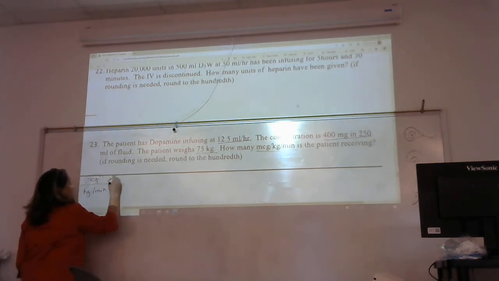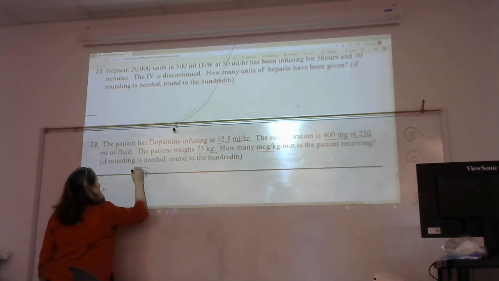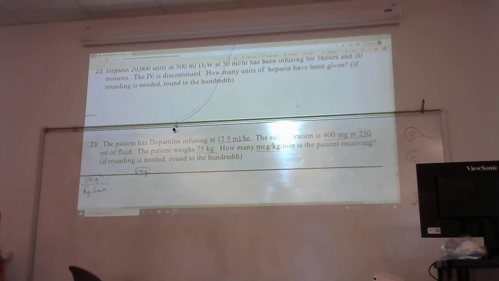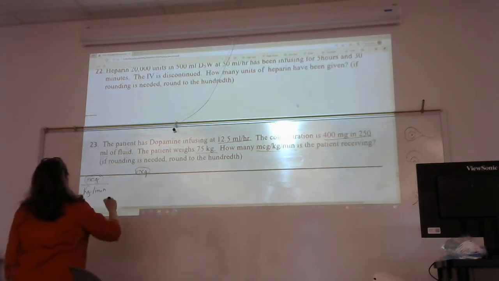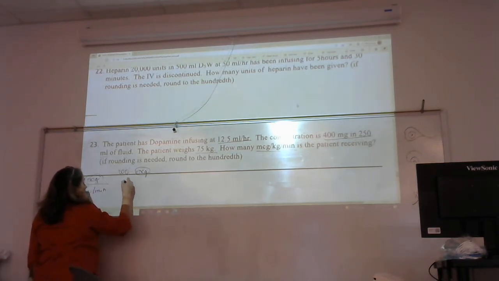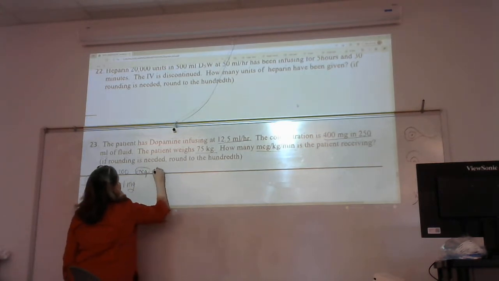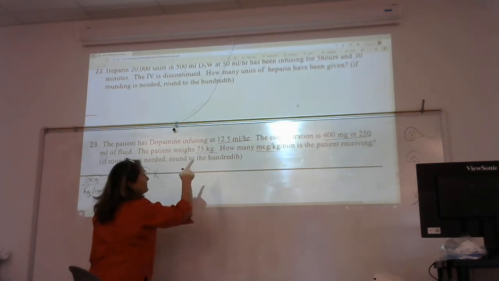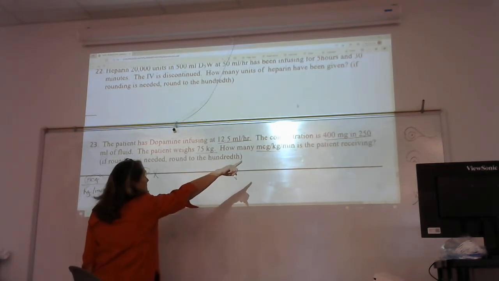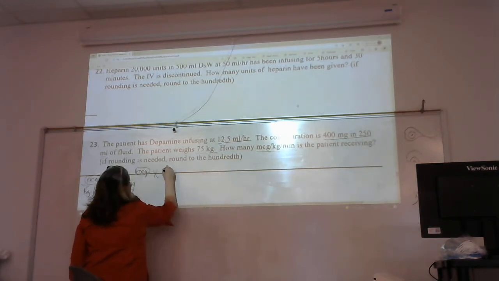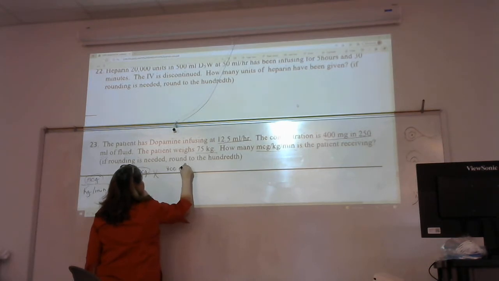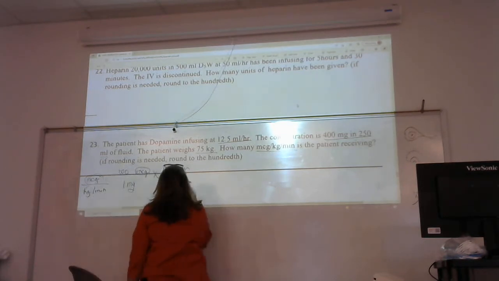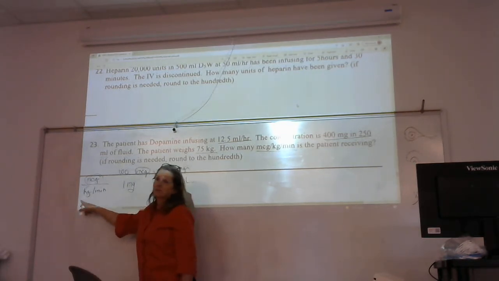So, the first thing I got to do is put micrograms right here, right? That will keep me straight. Well, I don't have anything about micrograms. So what do I do? Conversion. I know that 1,000 micrograms is 1 milligram. I don't need milligrams down here, so I'm going to find something with milligrams. 400 milligrams in 250 mLs. That'll do. So I got rid of my milligrams. And I got milliliters in here, but I don't need milliliters.